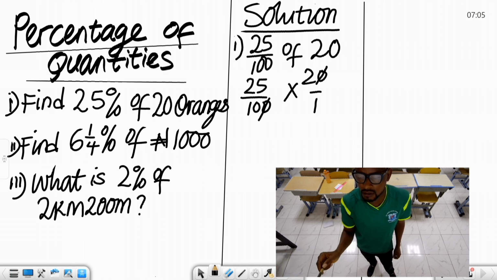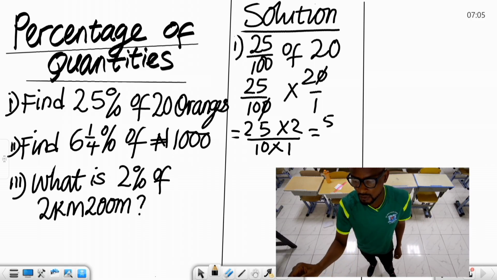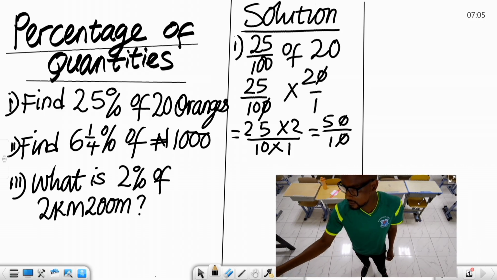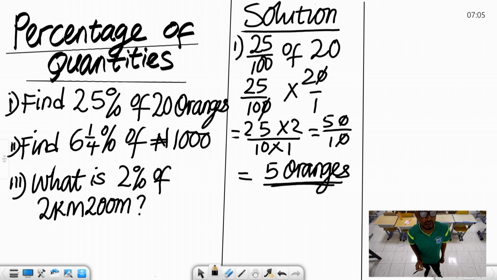0 can go here. Then you multiply the two of them, that is 25, multiplied by 2 over 10, multiplied by 1. And that gives us 50 over 10. 50 divided by 10 gives us 5 oranges. 25% of 20 is 5 oranges. 25% of 20 oranges gives 5 oranges, okay?